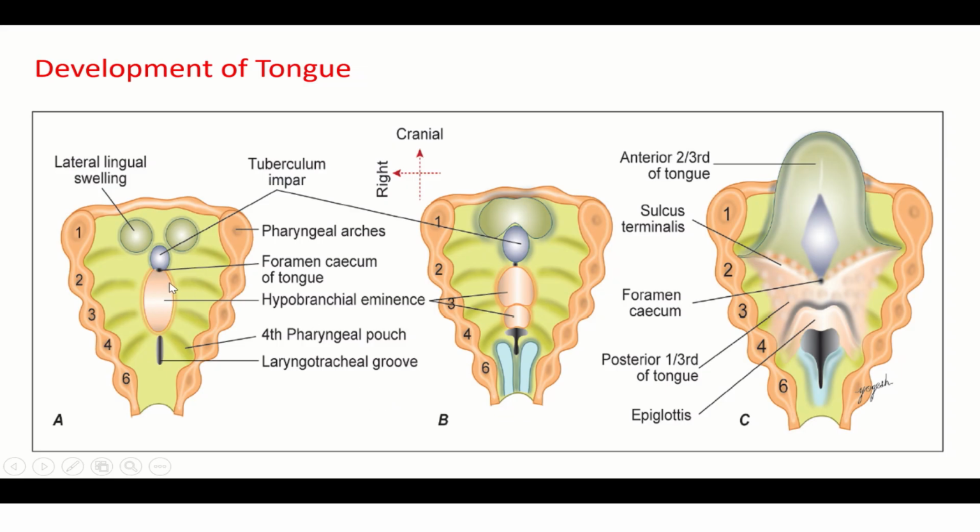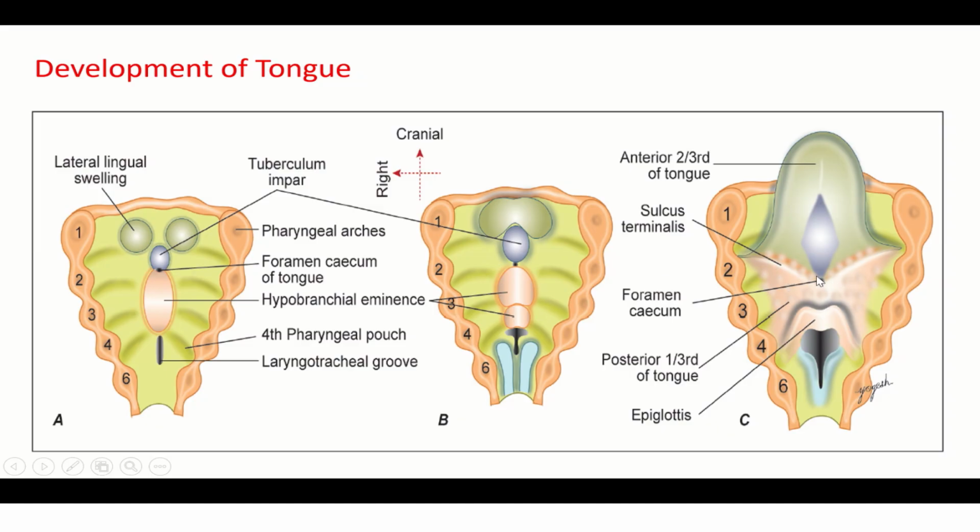And here you can see this is the hypobranchial eminence, which is developed from the second, third, and fourth pharyngeal arches. So this will be ultimately divided into a cranial part and a caudal part. So now you can see here the two lingual swellings are fusing along with the tuberculum impar, and here you can see the cranial part which will be forming the posterior one-third of the tongue, as you can see here.